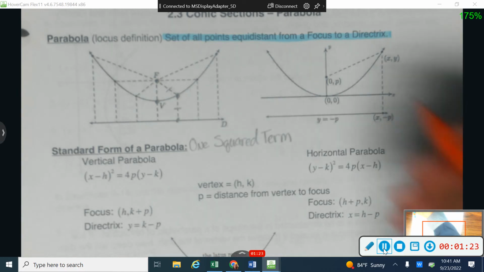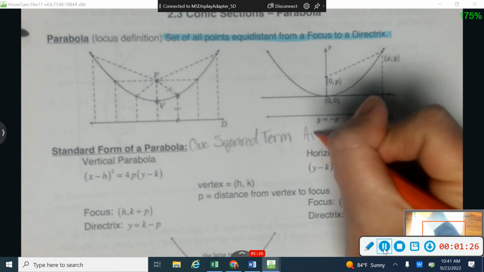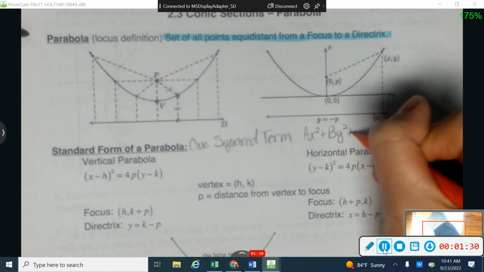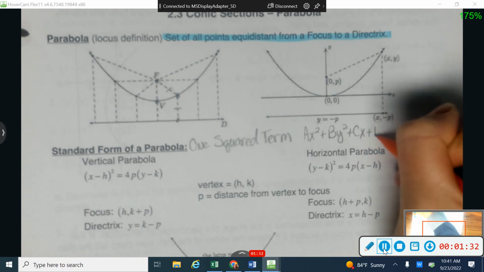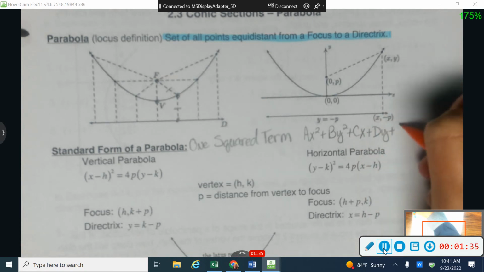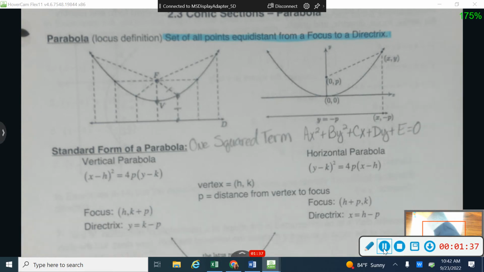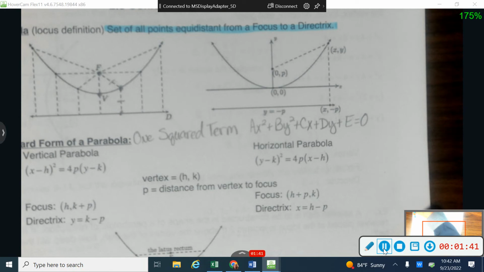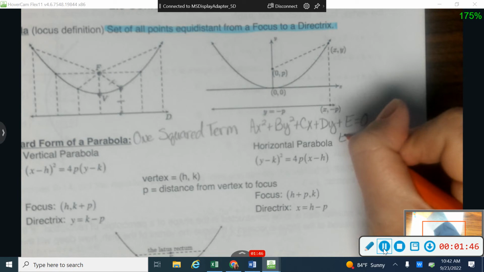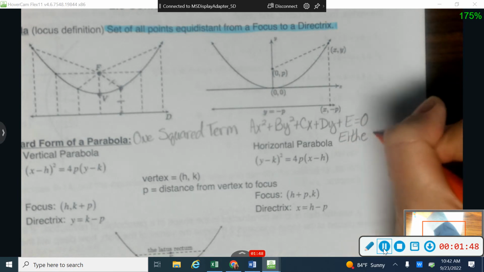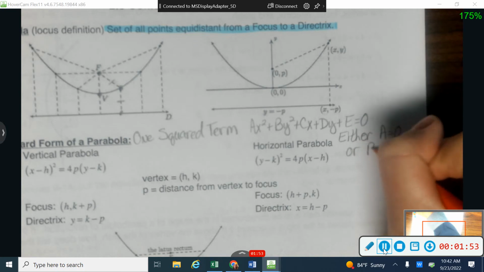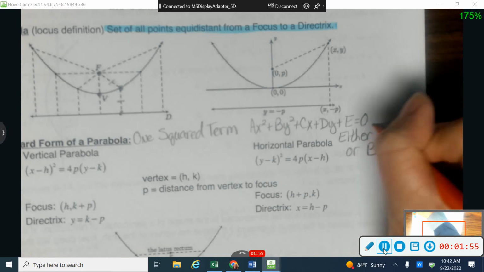Okay, so when we talk about our general form of an equation for these, and again, we've written this down 4 times now, here's our general form right here. And what we need to know about the general form for a parabola is that it will only have one squared term. So either A is equal to 0 or B is equal to 0 with a parabola.